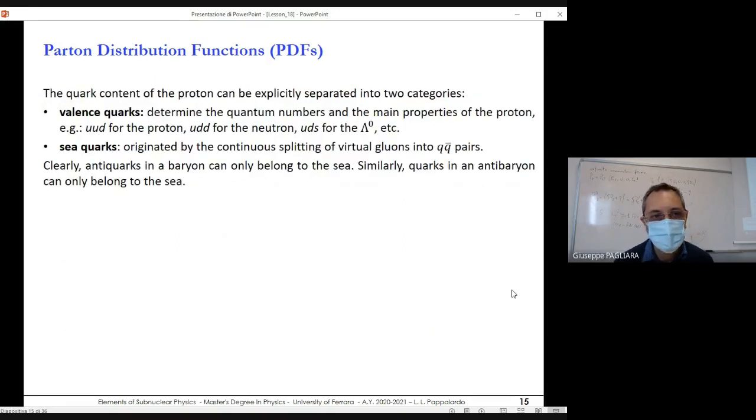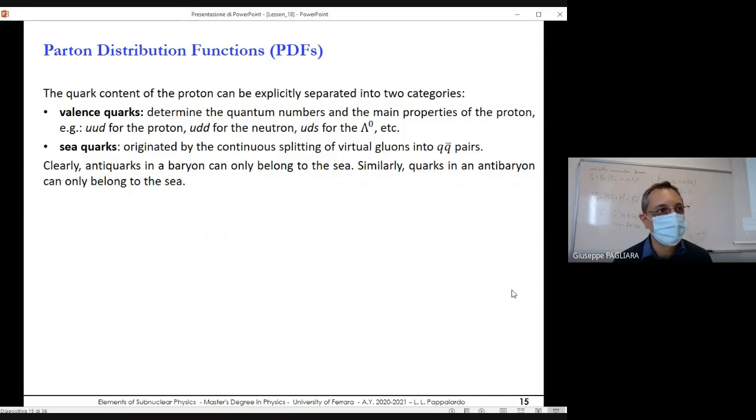So the quark content of the proton can essentially be separated into 2 categories. The so-called valence quarks, which is a term that we already used in our course. These correspond to those quarks that determine the quantum numbers and the main properties of the proton. These are the quarks meant by Gell-Mann and Zweig in the quark model, okay? So uud for the proton, udd for the neutron, uds for the lambda, etc. And then we have the sea quarks, which instead originate from the continuous splitting of virtual gluons into q q-bar pairs. And there are infinitely many of these in the proton, okay?